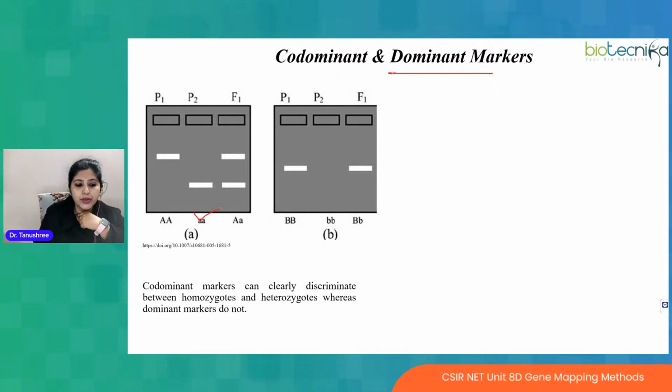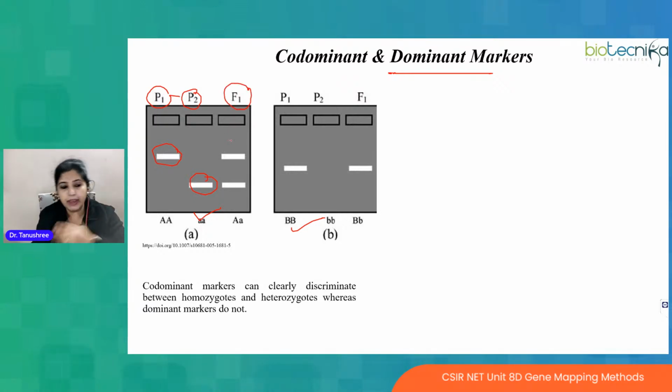If you see these two images, this is parent one, this is parent two. You can see this is one band indicating one allele, this is another band indicating another allele. Since the progeny inherit the genes from parents, two bands are observed. But if the dominant marker is used, it will only tell you about the dominant allele. For P2, we are not getting any band here. And F1, obviously, the gene would have been inherited from P2 also, but we are not getting any band over here.